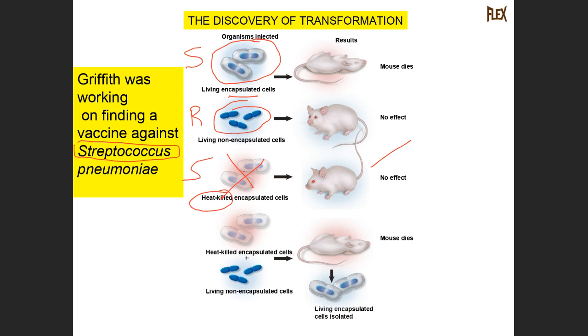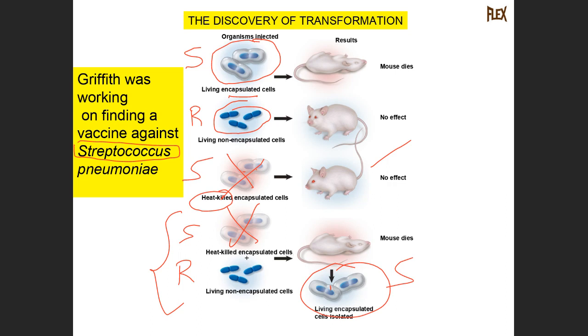This is the trick. He took the heat-killed S bacteria and mixed it with the live R bacteria. His thought is that's the vaccine right there. We're going to mix a dead bad one with a live good one, and now the immune system will learn to fight the bacteria. To his surprise, the mouse dies. And furthermore, when he goes into the mouse and does a blood culture to see what killed the mouse, the only thing he found was S bacteria.